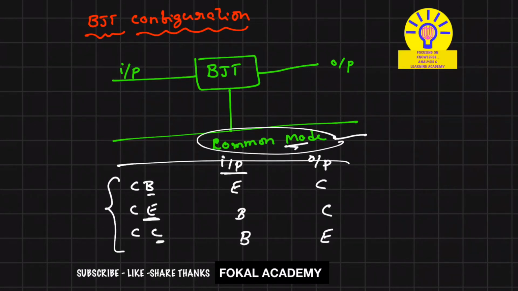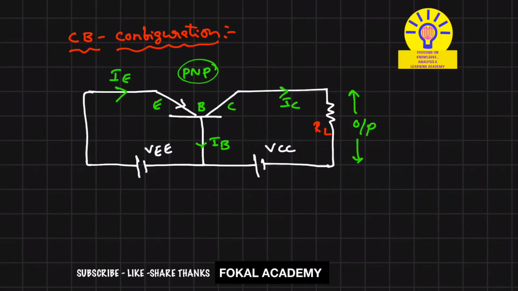Now we are going to discuss the configurations one by one. First, we discuss the common base configuration. See here, this is the common base configuration. In the common base configuration, the input signal is given to the emitter and the output is collected at the collector, and the base is the common mode. Here I am going to use the PNP transistor.